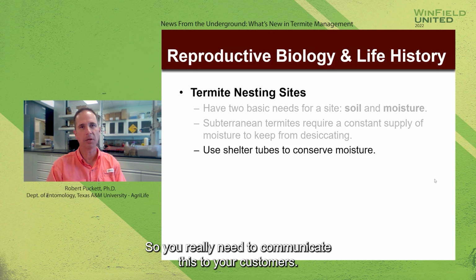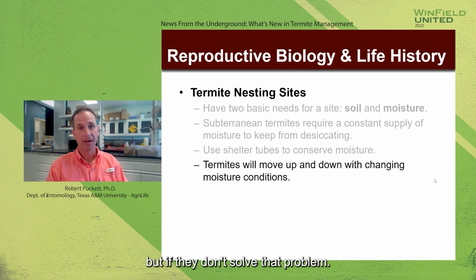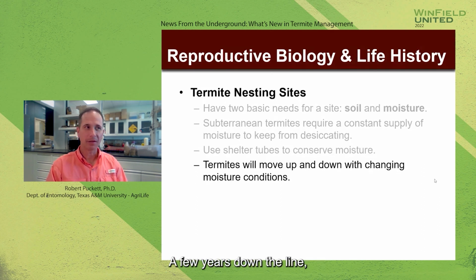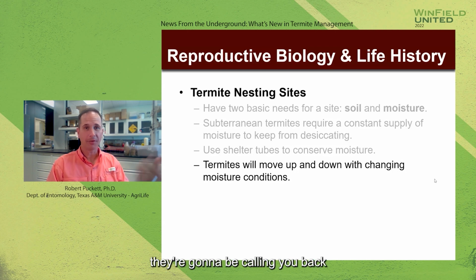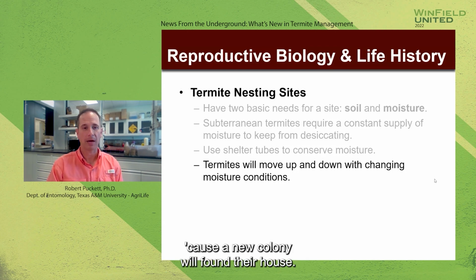So you really need to communicate this to your customers, because you can kill them, but if they don't solve that problem, a few years down the line, if you use a conventional insecticide, a contact insecticide, that's going to break down. And if they haven't solved their moisture issue, they're going to be calling you back because a new colony will have found their house.